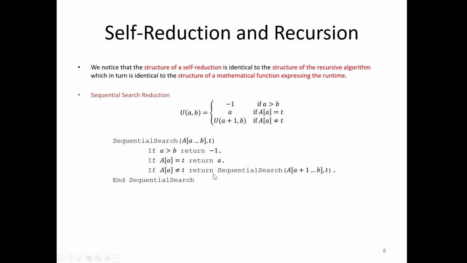And then finally, the last one, we just have to realize that this reflexive definition where U is defined in terms of U itself is in fact a recursive call. So now here, if we're in the last case, we need to return, okay, sequential search, that's a recursive call, on our restricted subarray. So here our index has changed. We now will only do the subarray from A plus 1 to B.